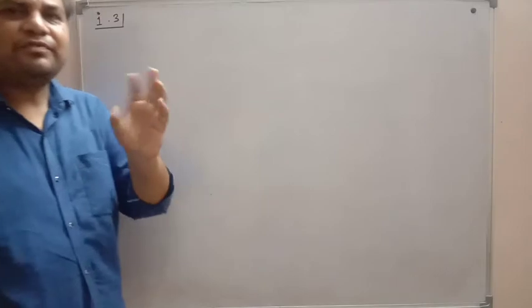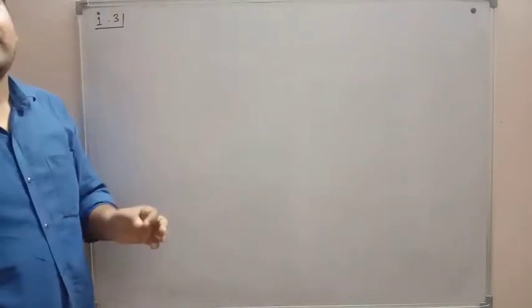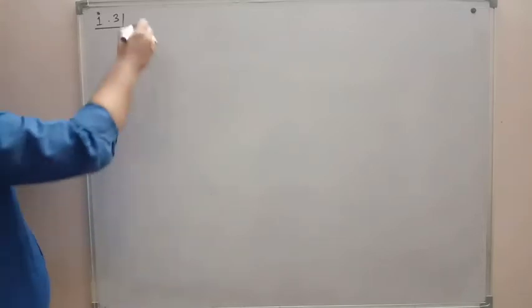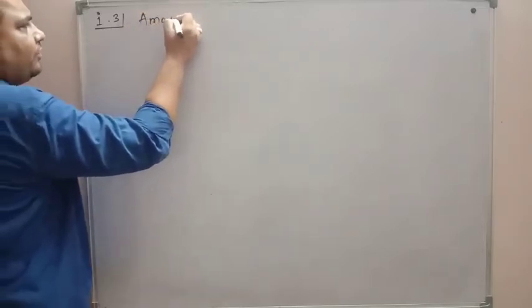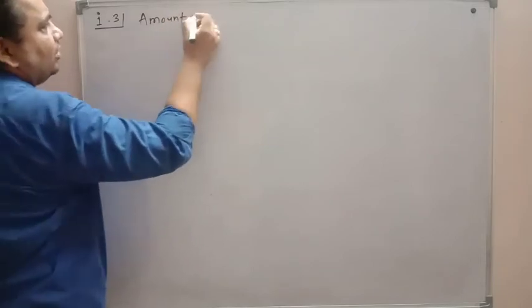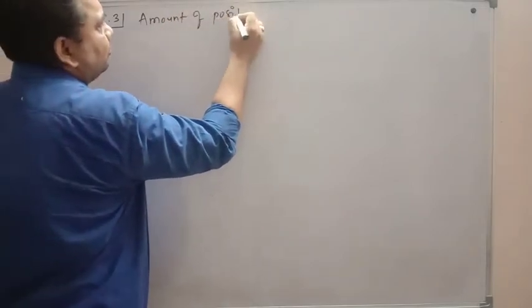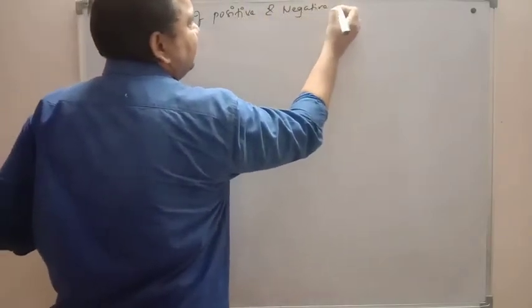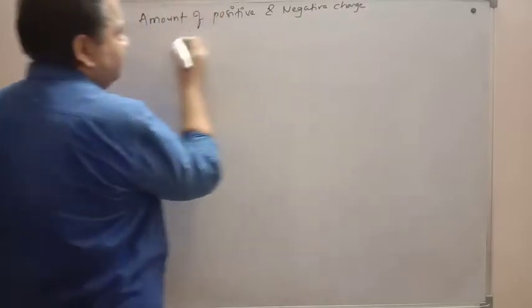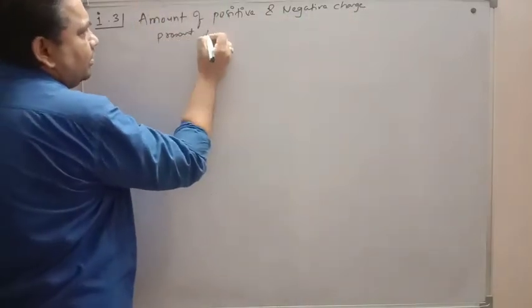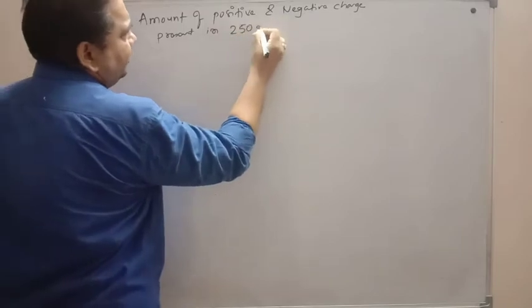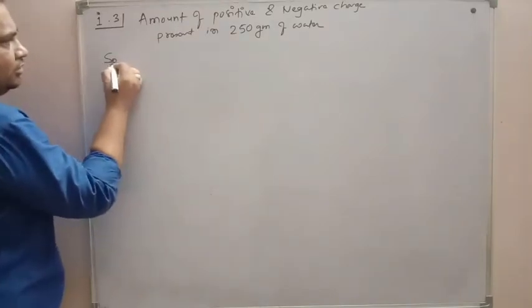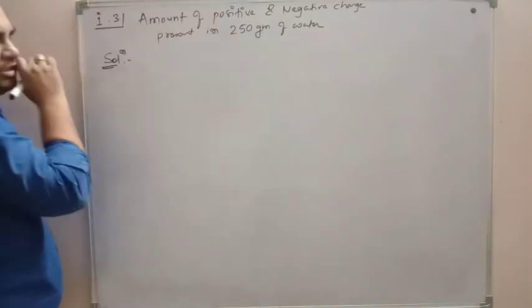We'll reframe the question like this: calculate the amount of positive and negative charge present in 250 gram of water. See, it is a very simple question.